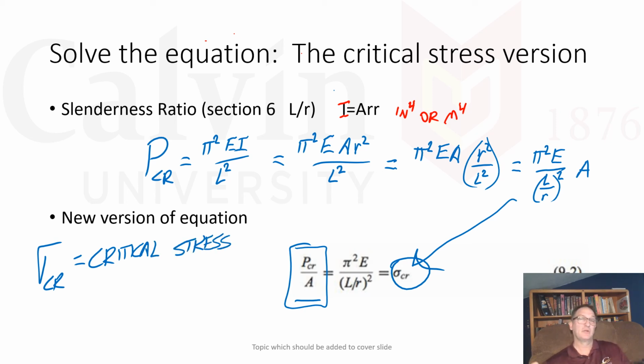A lot of people still want to say it's a stress that causes the failure. Well, is stress a made-up thing? I don't know. That's the way people want to think about it, so we think about it in terms of a critical stress. We tie that back to the cross-sectional area of the column. And then the other thing that introduces is L over r, which is the slenderness ratio.